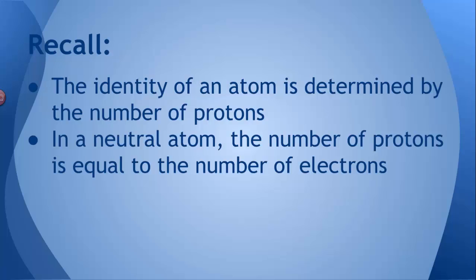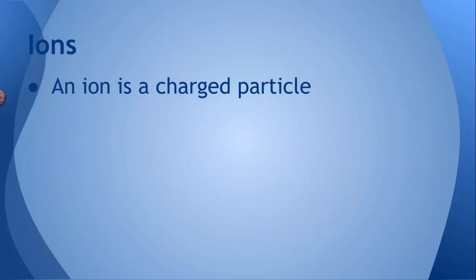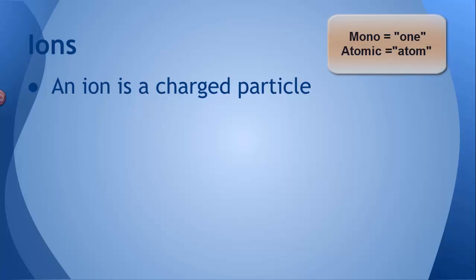The other thing you want to remember is that when we use the word neutral, in a neutral atom the number of protons and electrons are the same. And that's because neutral means the number of positive charges is equal to the number of negative charges. We're going to be dealing now with particles that are not neutral anymore. They have a charge. So an ion is a charged particle. It could be a molecule with a charge or just a single atom with a charge.